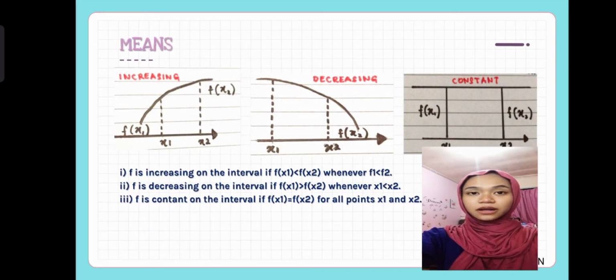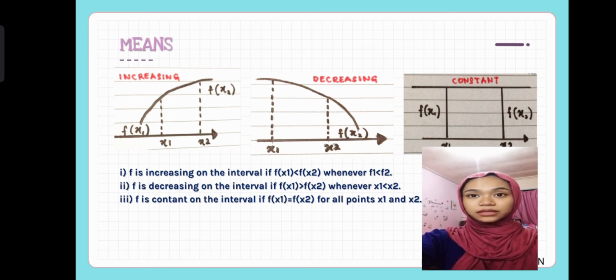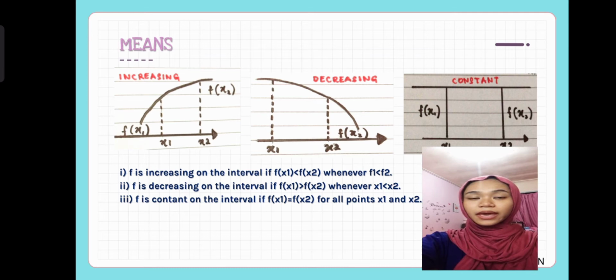That means, based on the graphs, the first graph f is increasing on the interval if f(x1) is smaller than f(x2) whenever x1 is smaller than x2. The second graph f is decreasing on the interval if f(x1) is bigger than f(x2) whenever x1 is smaller than x2. The third graph, f is constant on the interval if f(x1) equals f(x2) for all points x1 and x2.